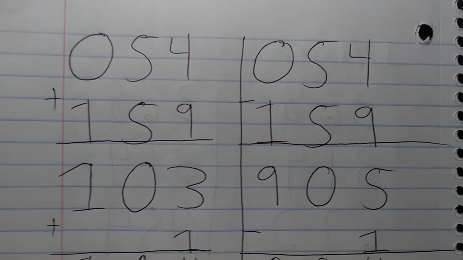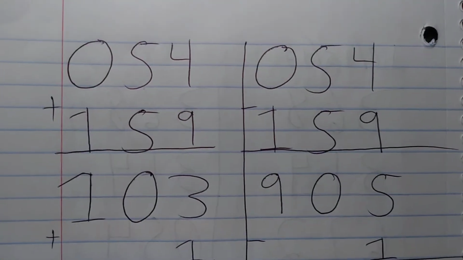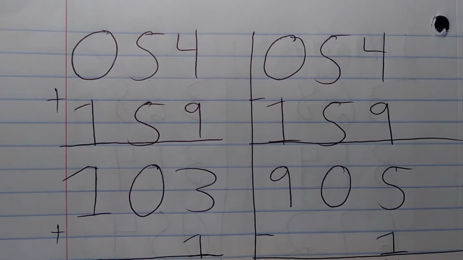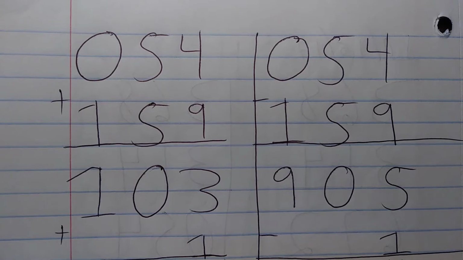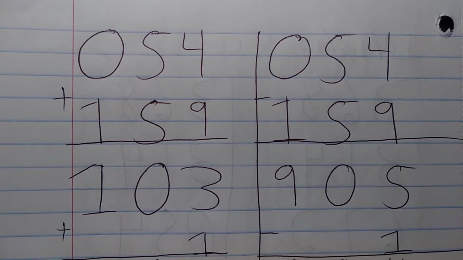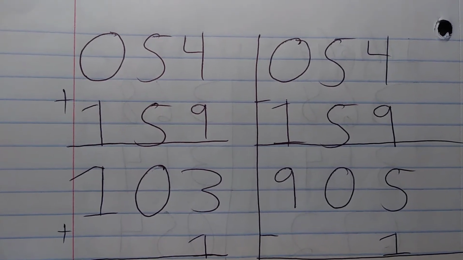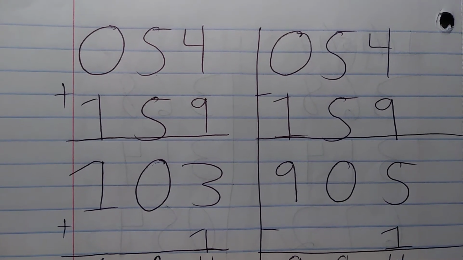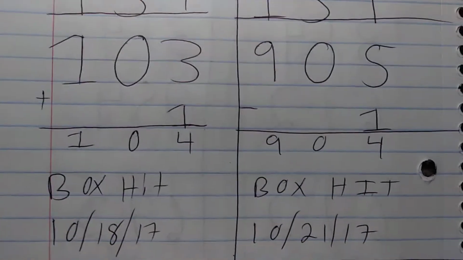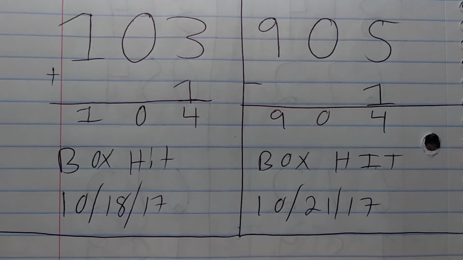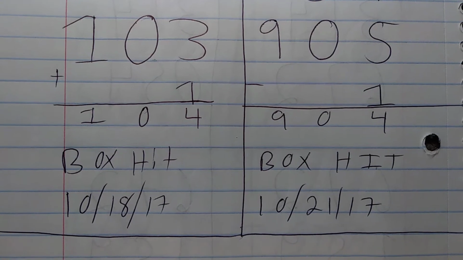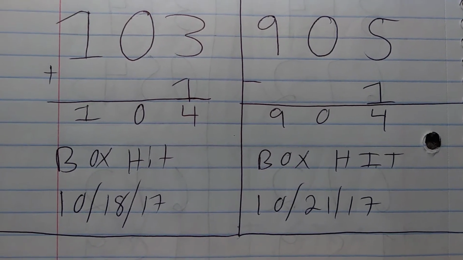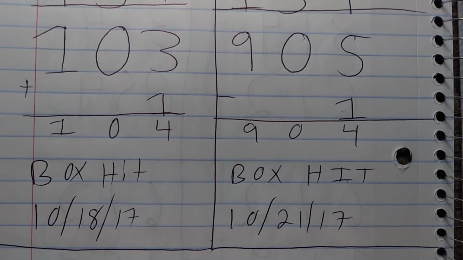Okay, so you're also going to take 054, which was one of the digits you got initially. So 054 plus 159, 9 plus 4 is 13, keep the 3. 5 plus 5 is 10, keep the 0, and then 0 plus 1 is 1. So 103. You're going to add 1 to that 3. So 3 plus 1 is 4. Bring down the 10, and that's 104. And that did hit on October 18th as a box hit.